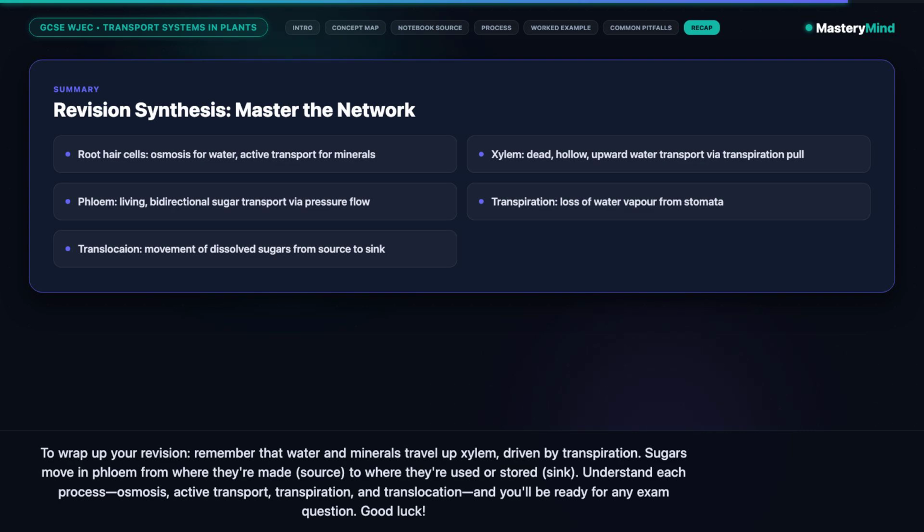Sugars move in phloem from where they're made, source, to where they're used or stored, sink. Understand each process, osmosis, active transport, transpiration, and translocation, and you'll be ready for any exam question. Good luck!